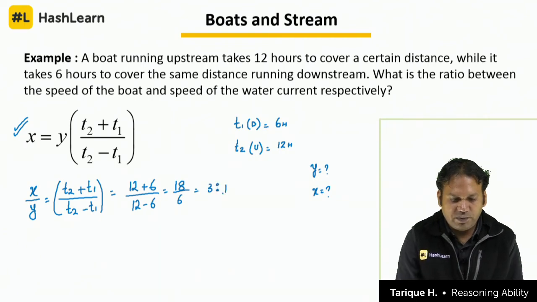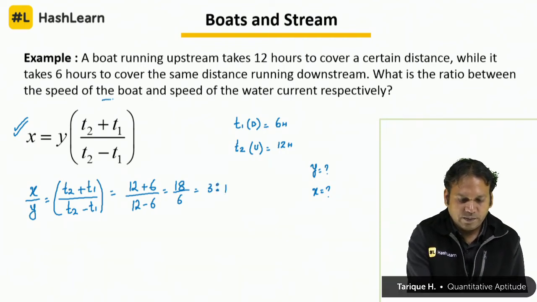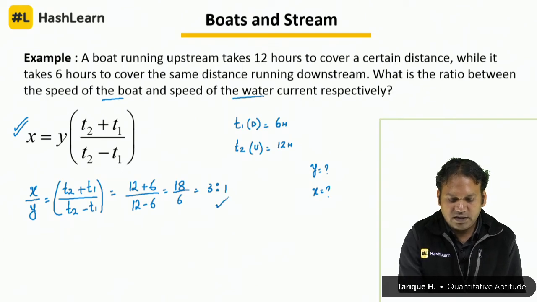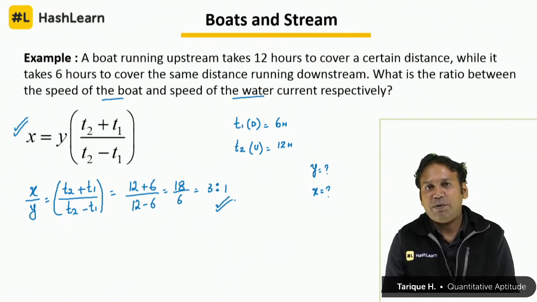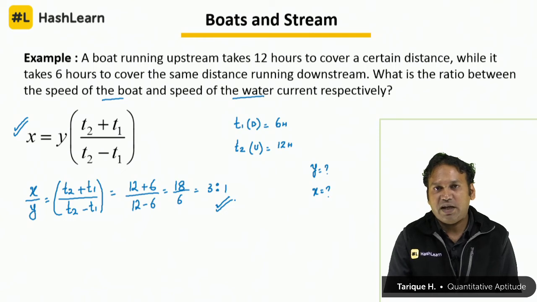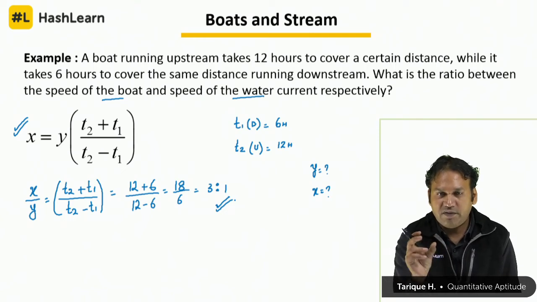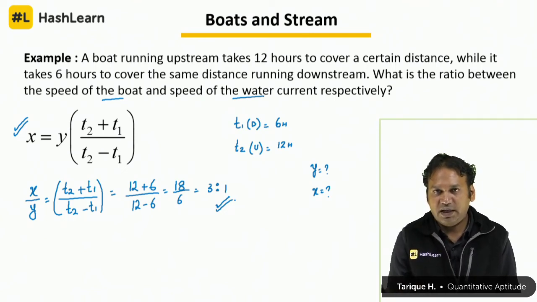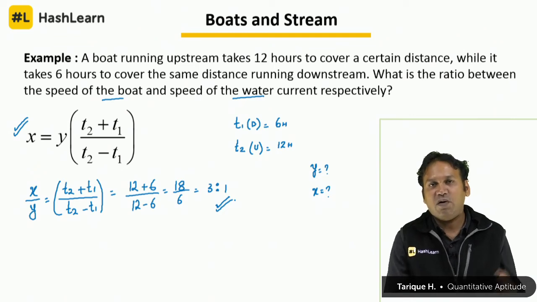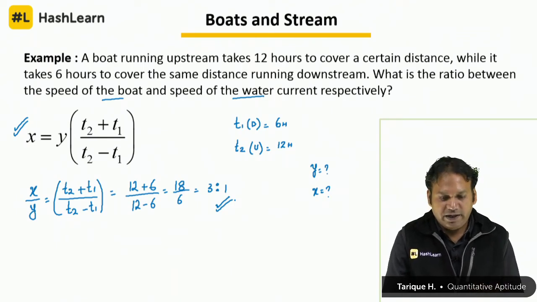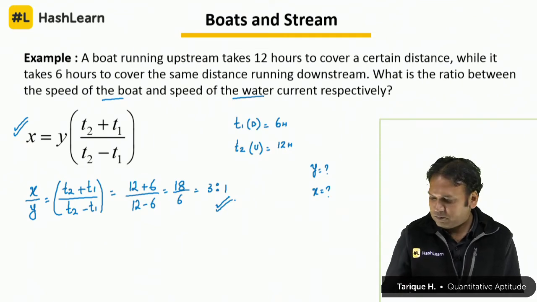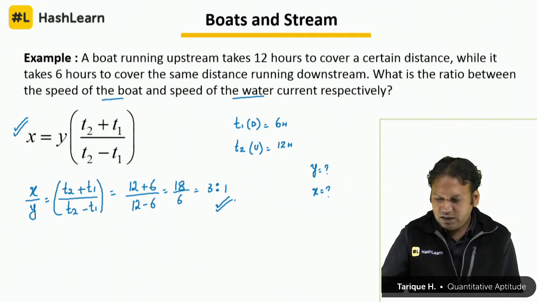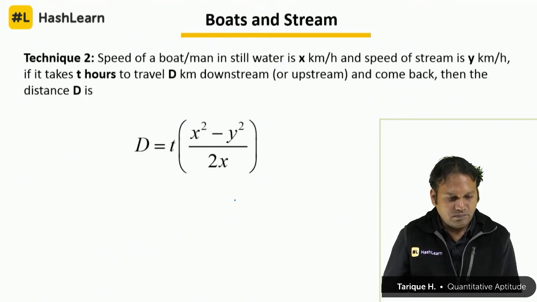So what is the ratio between speed of boat and speed of water? The answer is 3:1. If they ask you the ratio between speed of stream and speed of boat, then the answer is 1:3. Always read that carefully before marking the answer in the examination. Sometimes we do all the good work, calculate everything perfectly, and then in the end mark the wrong answer and get negative marks, minus 0.25. That is the worst thing to do. Correct? Let us look at the second technique. Technique 2.